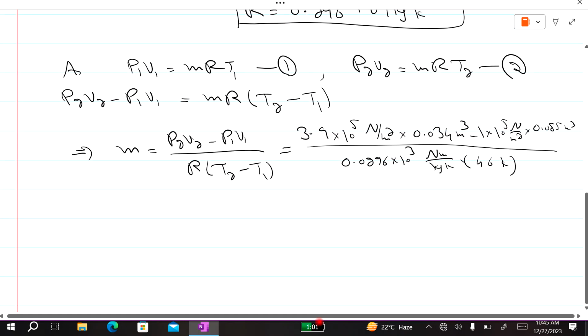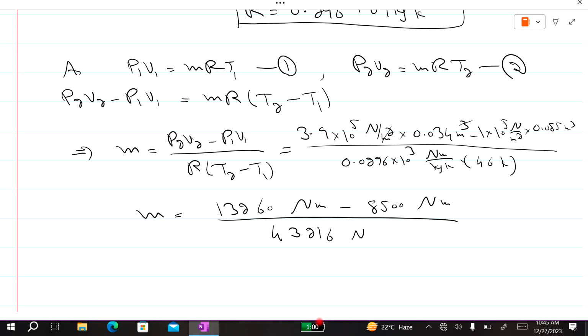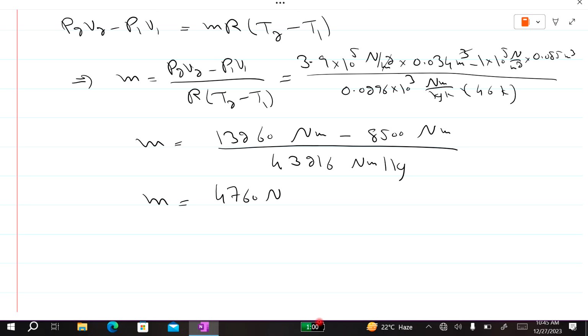So calculate this value. So M is equal to, first this calculation, this will be equal to 13,260 Newton meter. Meter square will cancel with meter square, so this will be Newton meter. Minus, calculate this value, this will be equal to 8,500 Newton meter. Divide by, now multiply these values, will be equal to 43,216 Newton meter per kilogram. Now further simplify this, so M is equal to 4760 Newton meter divided by 43,216 Newton meter per kilogram. So mass will be equal to 0.11 kilogram.